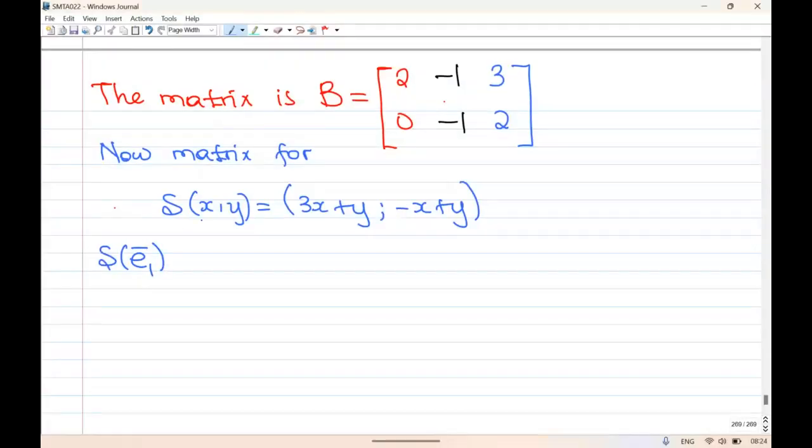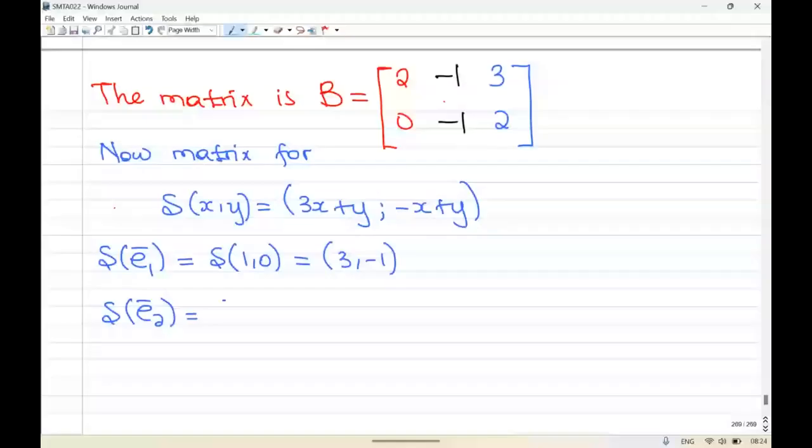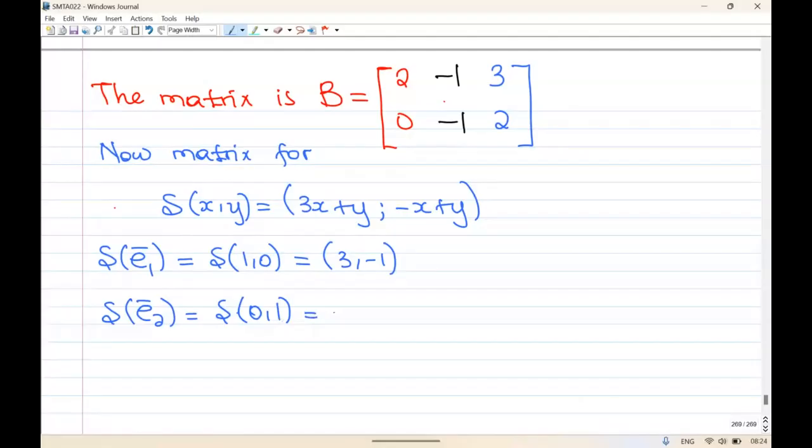But this time around, because it's in 2 dimensions, you are going to have S of (1, 0). What is going to be your answer there? We'll have 3 and minus 1. Then you have S of E2, and it's the same as S of (0, 1). What is the answer there, colleagues? 1 and 1.